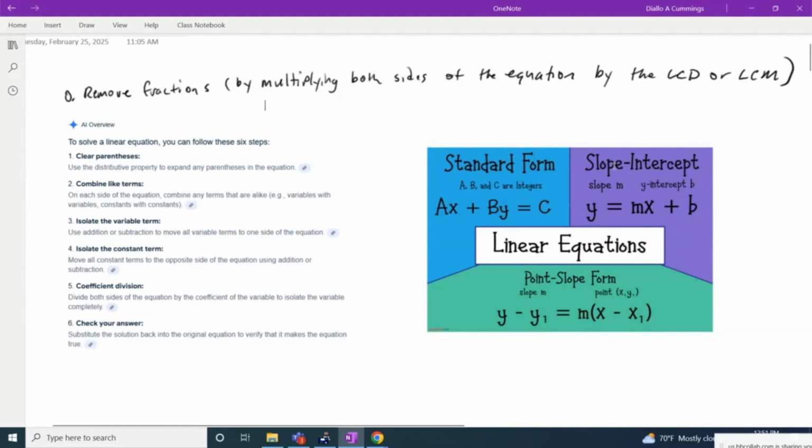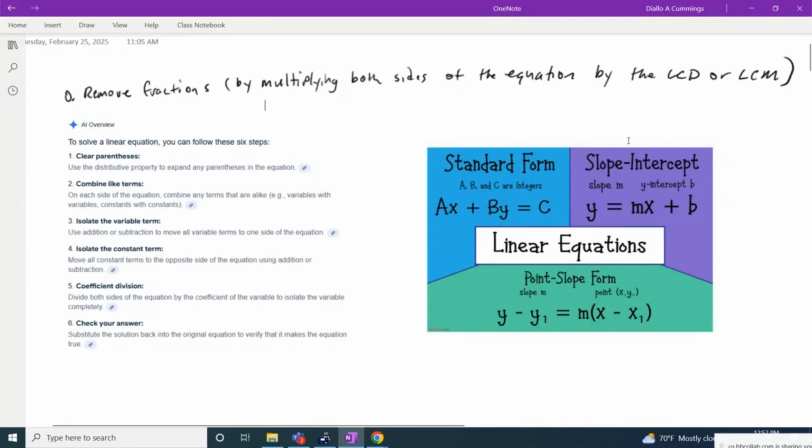We have another form called slope-intercept form, which is y is equal to mx plus b. And then if we're trying to write out equations, we have what's called the point-slope form. Okay, and we don't use this point-slope form in this particular course. Okay, the only 2 forms we're going to look at are the standard form and that slope-intercept form.